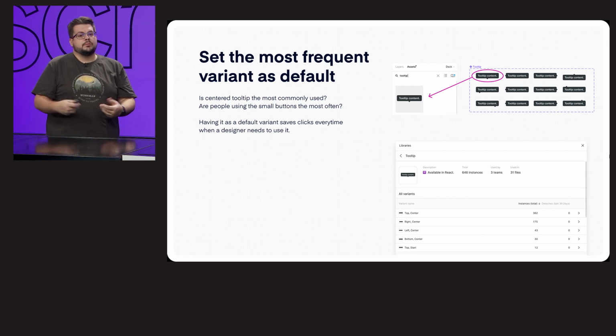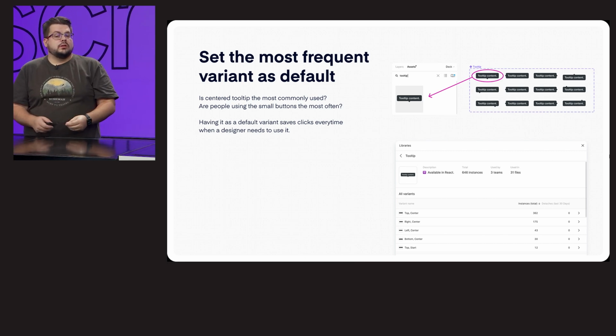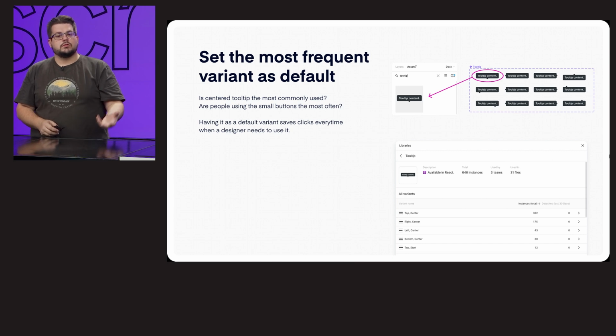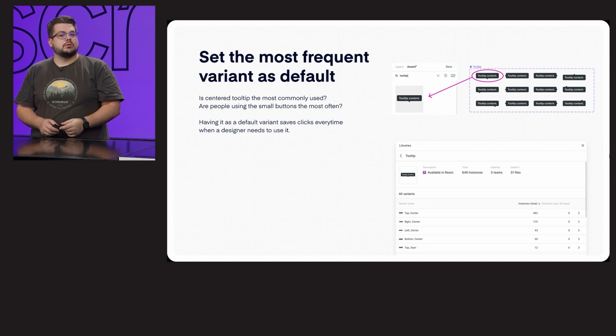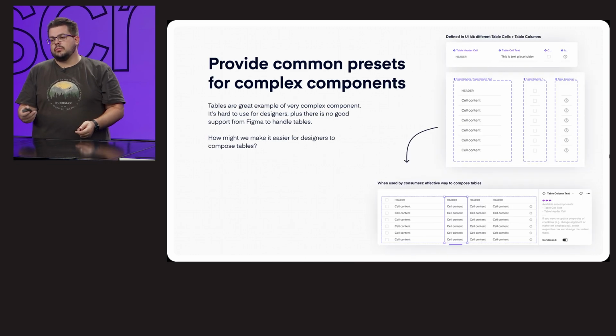Another tip that is super helpful is setting the most frequent variant as default. It's quite easy to do. Basically, Figma works the way that if you place a variant of the component into the top left corner, it will not just be a preview of the component, it will also be the default option. And again, using Figma analytics can help here to identify which variant is the most common. For example, if 80% of use cases use this tooltip with a bottom arrow, it's a good thing to have it as a default variant, because designers don't need to change it every time they use the component.